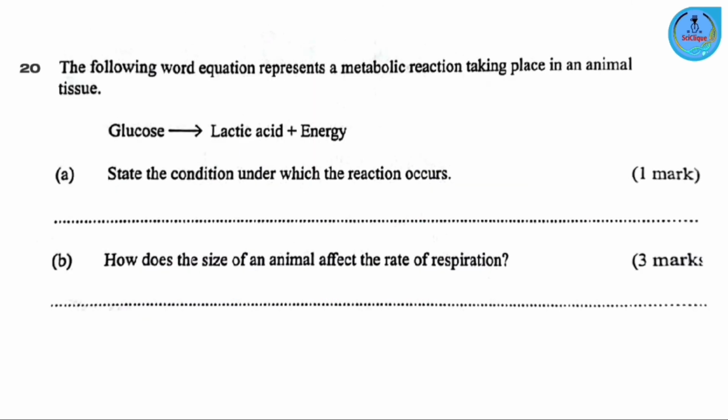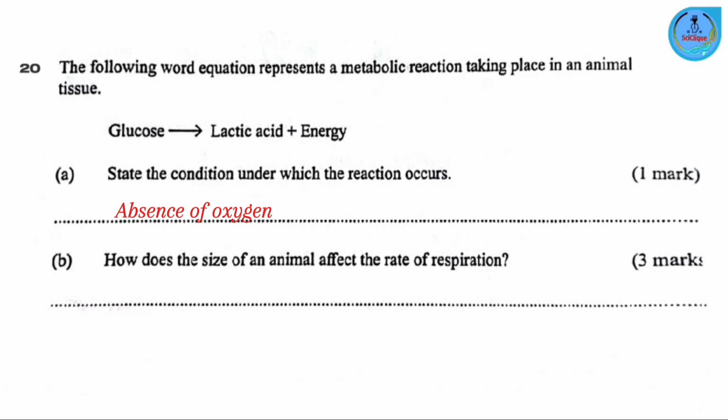On to the next question. The following word equation represents a metabolic reaction taking place in an animal tissue. Okay, so we have glucose. Glucose is being broken down to produce lactic acid and energy. You have energy being produced. So that means that this process is respiration. But which type of respiration is this? This is anaerobic respiration, whereby food substances are broken down in the absence of oxygen. So that means the condition under which the reaction occurs is the absence of oxygen.